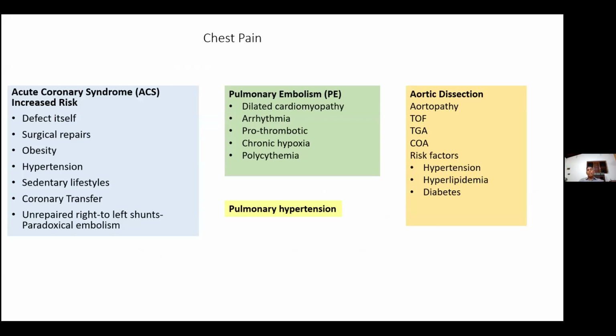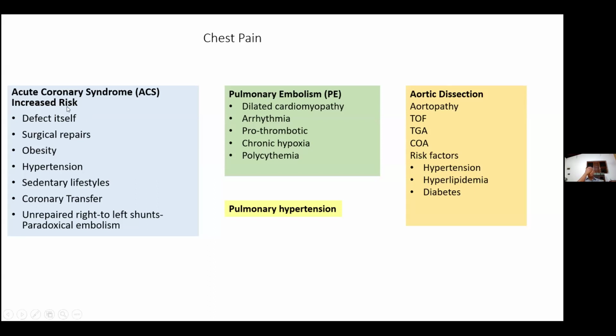And chest pain, I won't touch too much on this because this would have been dealt with by adult cardiologists. So even you should not forget that congenital heart disease patients also can present with acute coronary syndrome, and some people are even at a higher risk for the reasons given below. If you see on your left, the defect itself will carry a high risk. For example, a TGA patient, or where we have done coronary translocations.